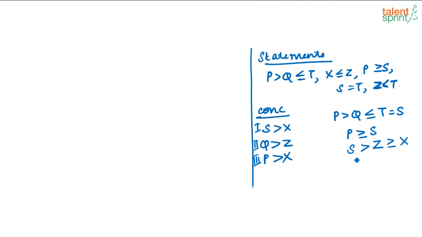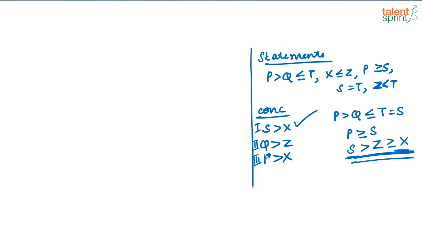So now what is the question? The question is, what is the relationship between S and X? So I can say that S is greater than X is sure. So you just have to combine these statements and find out the relationship between S and X. So now we have arrived at the relationship between S and X. I can say S is greater than X, it is true. Okay, so the first conclusion follows.